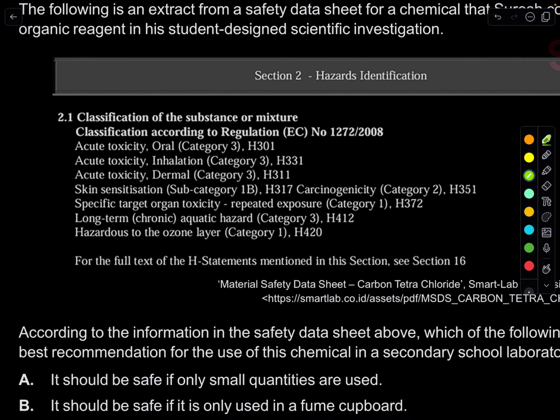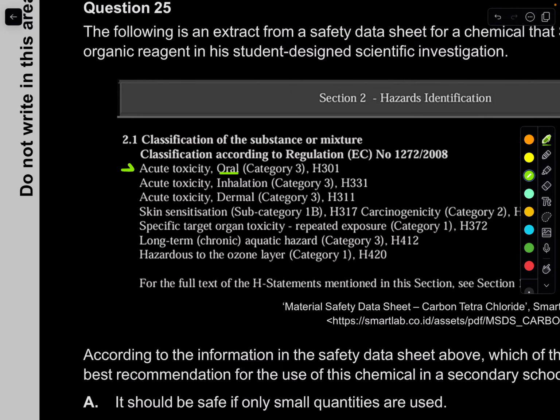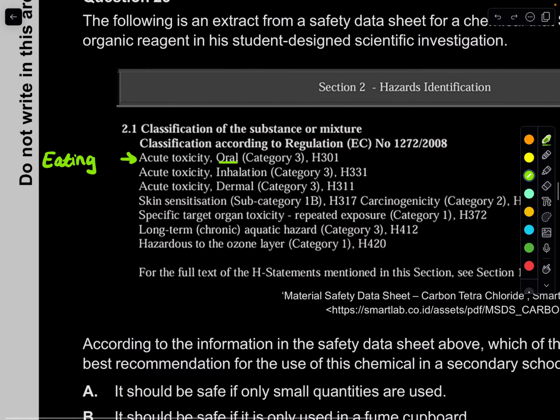Acute toxicity, oral. The word oral means you put it in your mouth, so if you swallow it accidentally, you can become toxic. You feel sick from it. You'll get sick. What about the next one?